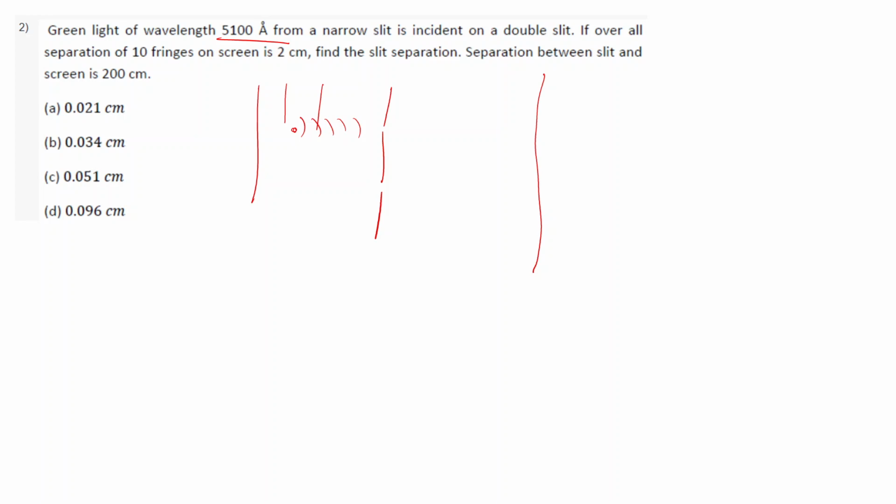Find the slit separation. Slit separation means the distance between these two sources, S1 and S2. The separation between slit and screen is 200 centimeter. That is, this is our capital D, and wherever the pattern is forming, this is our center, and we have been given the wavelength.